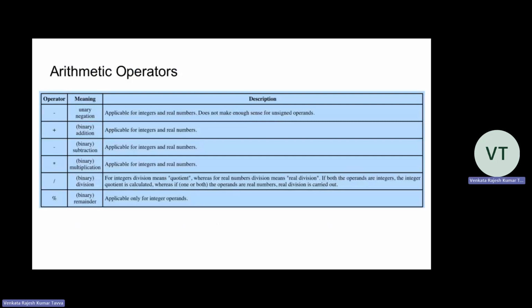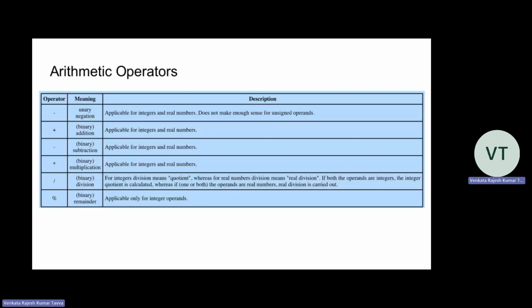And modulus is remainder. This is there in maths also. N mod m means whatever remainder you get after dividing n by m. So if you want the quotient, you do n divided by m. If you want the remainder, you do n mod m.